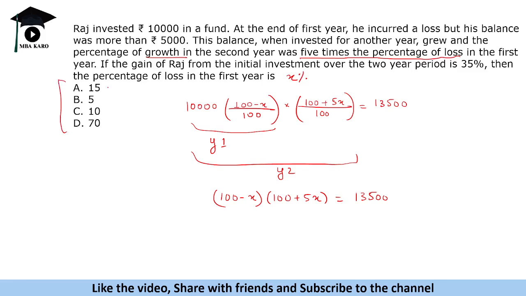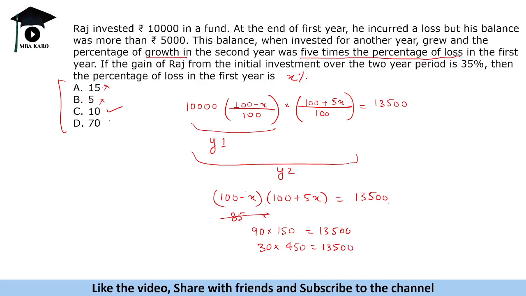Look at the options. If we put 15, we get 85 into some number, we cannot get 100. If we put 95 into 145, we cannot get 100. If we put 10, this will be 90 into 150, that is 13,500. Now you must be thinking whether we should check this option. This is 30 into this is 450. That is also giving us 13,500.